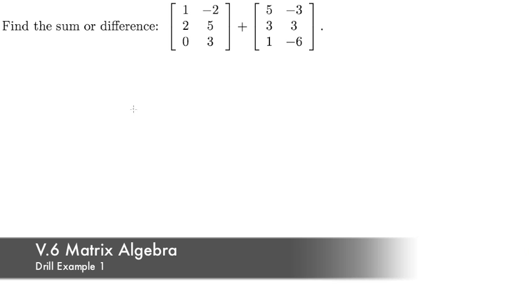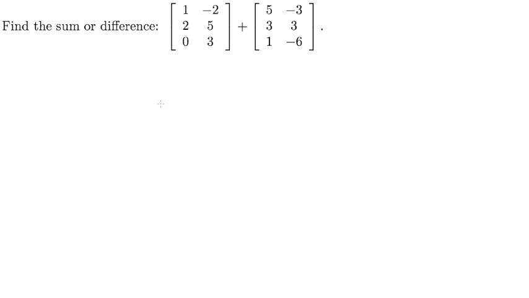All right, so let's consider this problem. We want to find the sum of these two matrices. As we mentioned before, the way that you find the sum or the difference is just to take the sum or the difference of the individual parts. So my first term is going to be 1 plus 5, so 6. Negative 2 plus negative 3, which will be negative 5.